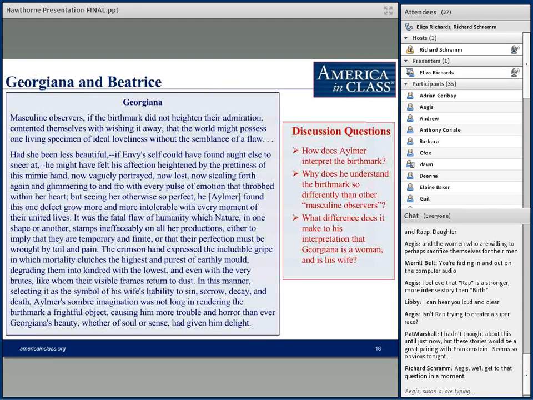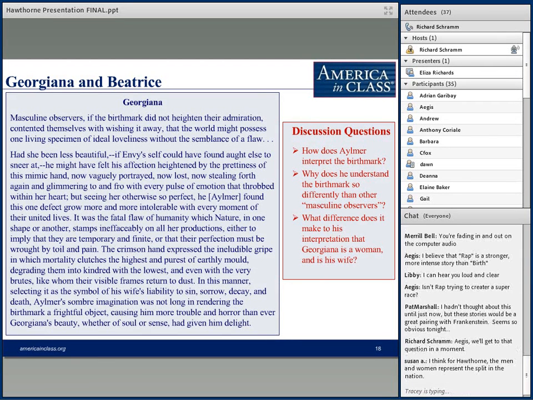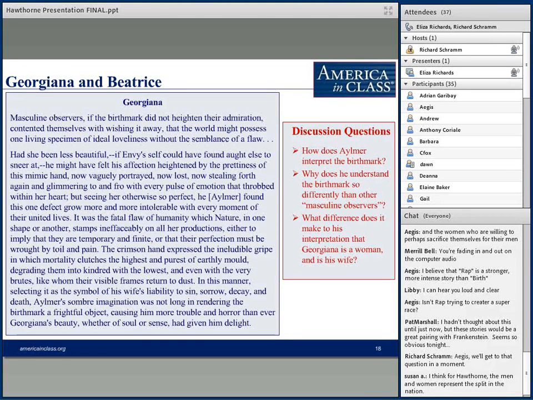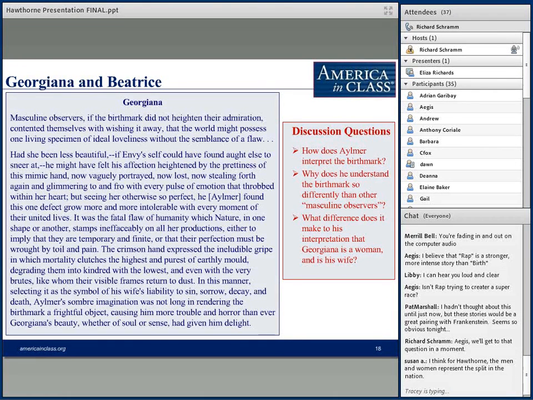slides. And you'll notice one of the things I find difficult with Hawthorne teaching my college students is the elaborate, ornate quality of his prose. And here we have an example of that in this rather long passage about Georgiana that's only a segment of a much longer portion. And it focuses specifically on the symbolism of the birthmark and how men see it. I'll read it for you, and think about the discussion questions at the side.